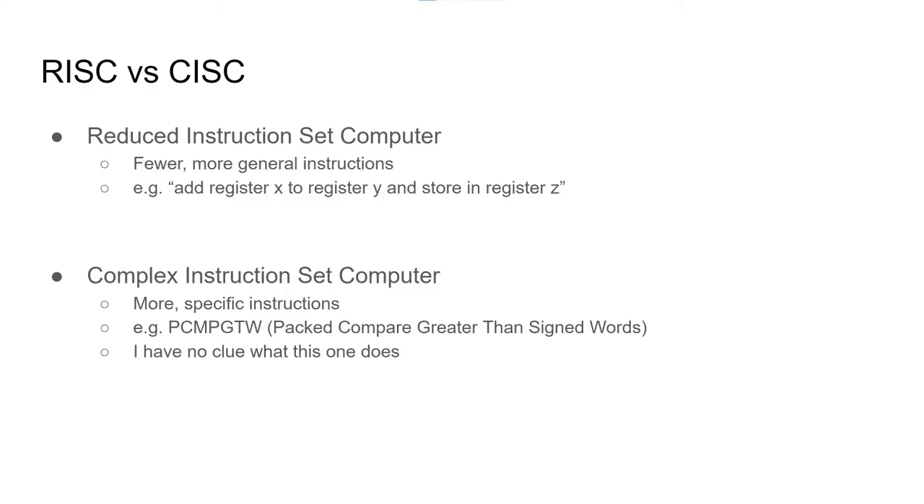The reduced instruction set computer, on the other hand, has fewer, more general instructions. So, you'd have, is the item in register X less than the item in register Y? And you wouldn't really have another method of comparing two values. You'd have to do it on those operations in those registers.